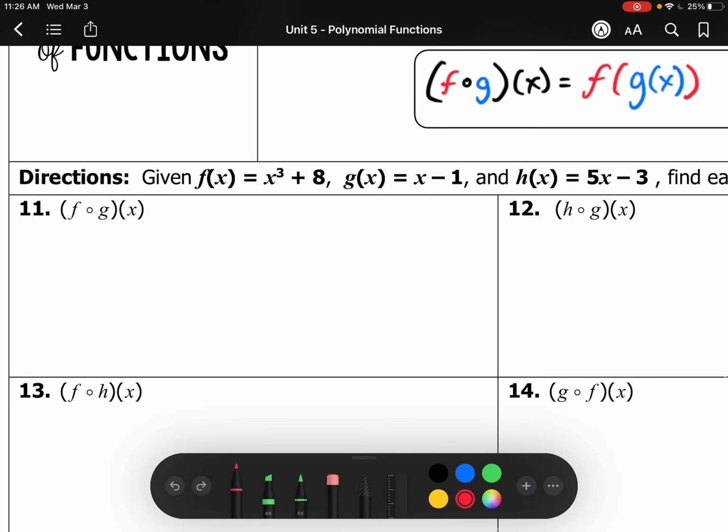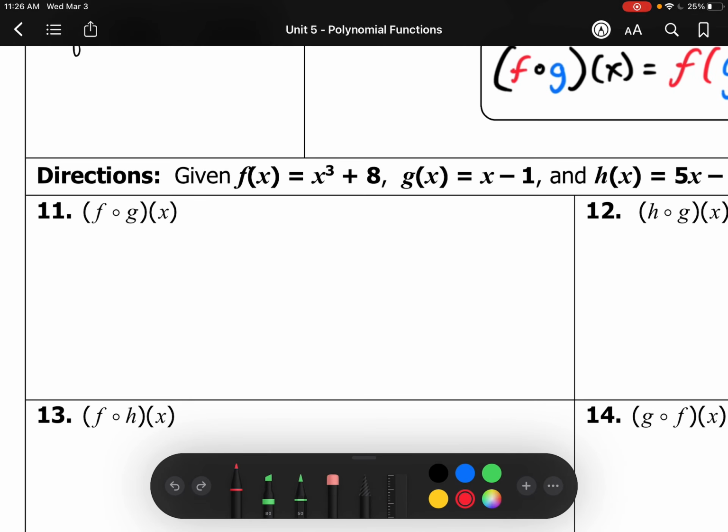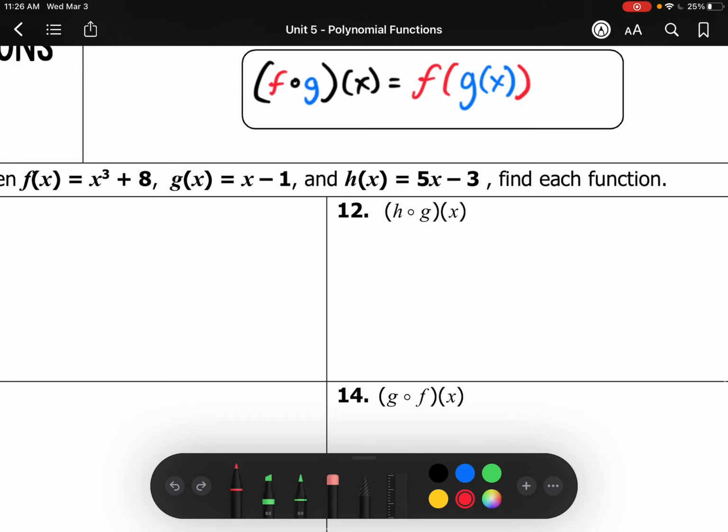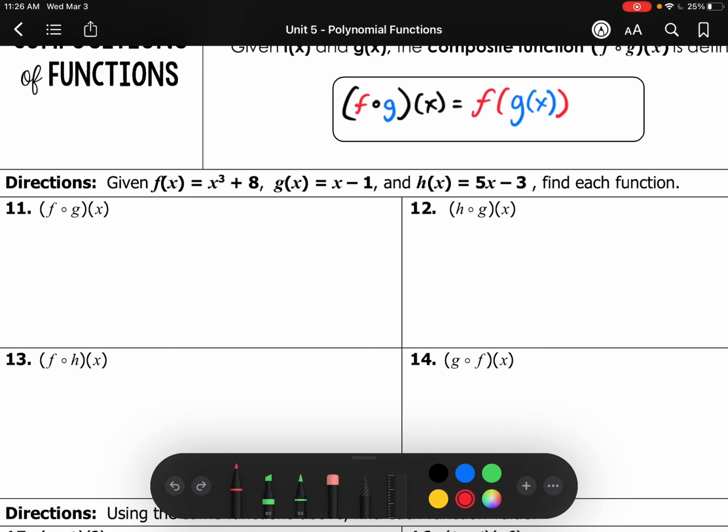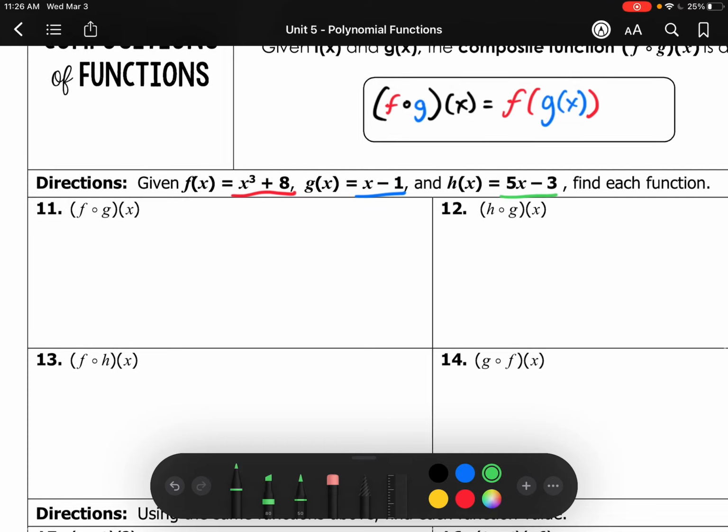So next, the directions tell us, given f of x is equal to x cubed plus 8, g of x is equal to x minus 1, h of x is equal to 5x minus 3. Find each function. So we're going to be composing these functions together. And again, I'm going to be using red for f of x, blue for g of x, and green for h of x.